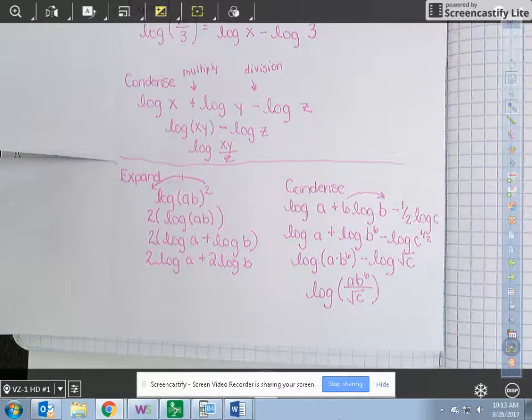Can you put the thing back on board? This? All right.